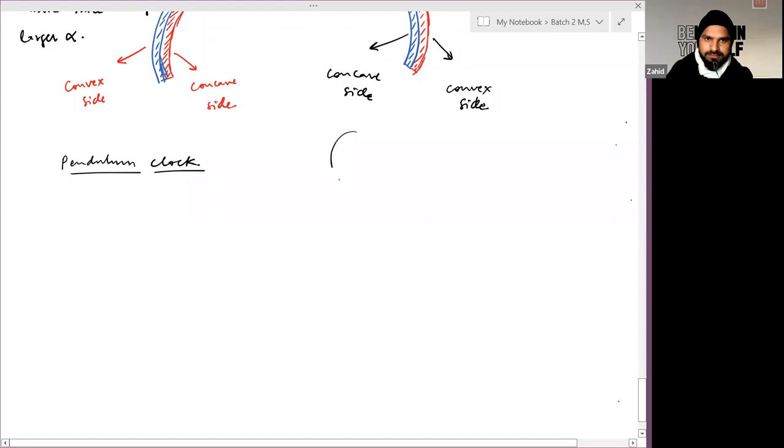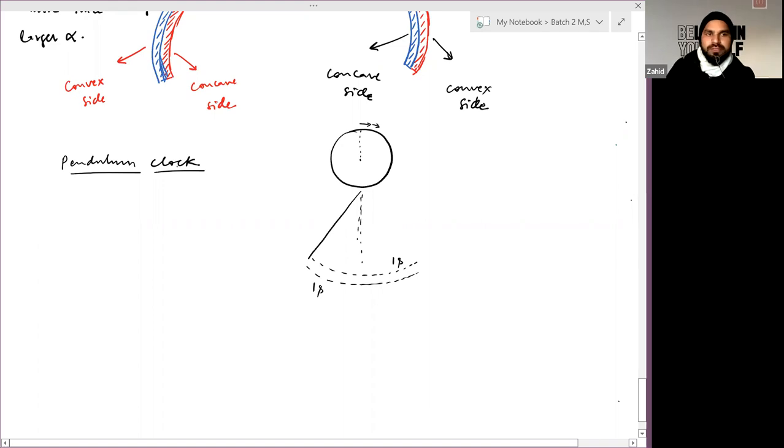Suppose there is a clock which is configured to run on oscillation of pendulum. So on going from this point to this point, it takes 1 second, during which this second hand will move just by 1 second. On returning back to this point, it will take 1 second. So reading in this particular clock will be just 1 tick.